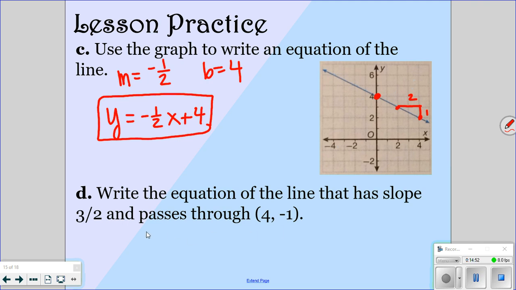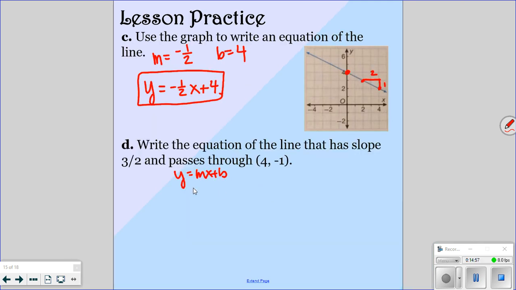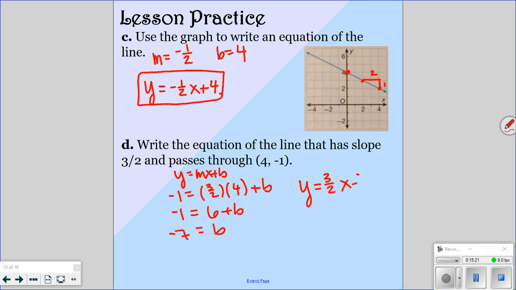For D, we're going to start with y equals mx plus b and plug in the information they give us. So your y value is negative 1, your m is 3 over 2, and your x is 4. So -1 equals 3 times 4 is 12, divided by 2 is 6. And then if you subtract 6, you're going to get -7 for your b value. So y equals 3 over 2x minus 7. So there's the equation for that one.